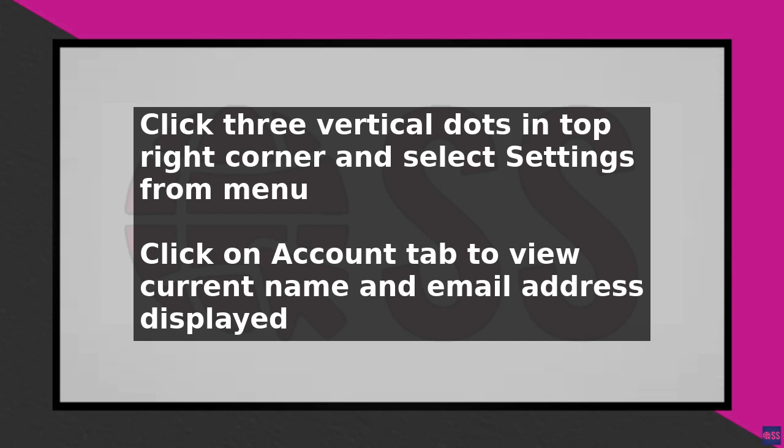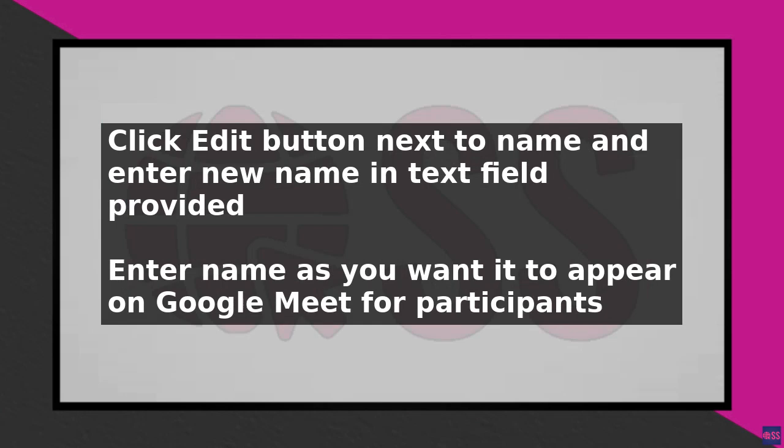Make sure to enter your name as you want it to appear on Google Meet, as this will be the name that other participants will see during meetings. After entering your new name, click on the Save button to save the changes. Your new name will now be updated on Google Meet and will be visible to other participants during meetings.